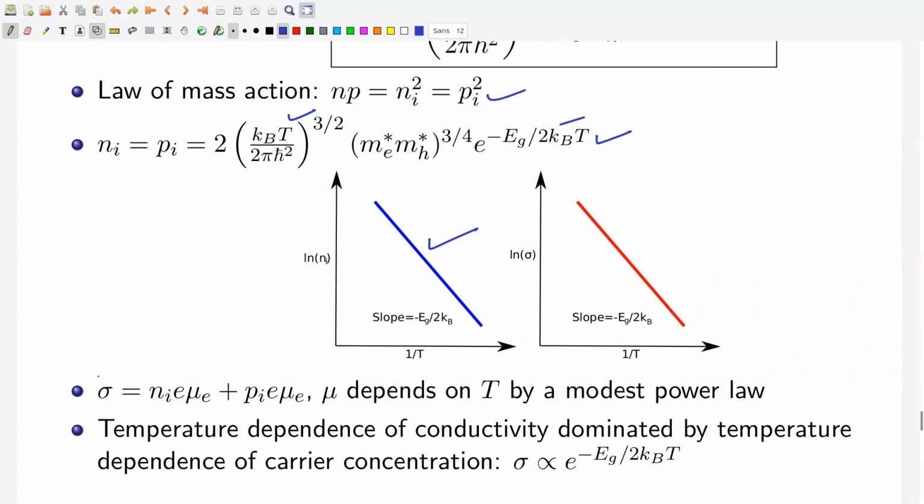This is the expression for electrical conductivity. Note that sigma depends on carrier concentration as well as mobility. Now, mobility depends on T by a modest power law. As a result, temperature dependence of conductivity is dominated by temperature dependence of carrier concentration. And if we plot log sigma versus 1/T, we get a straight line like this.